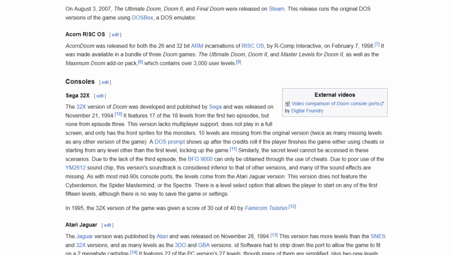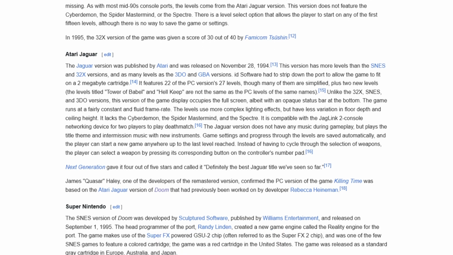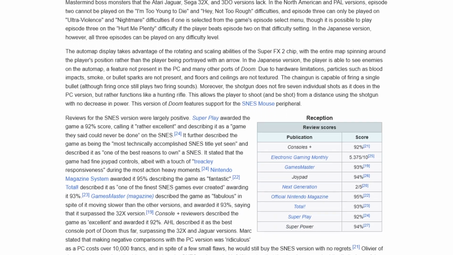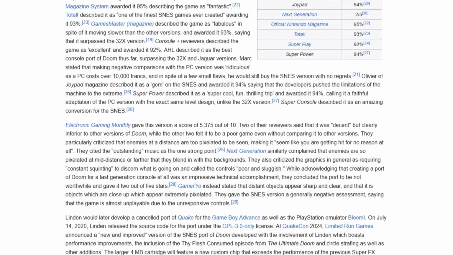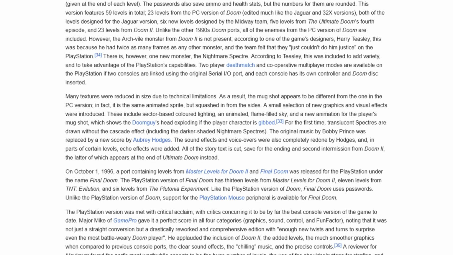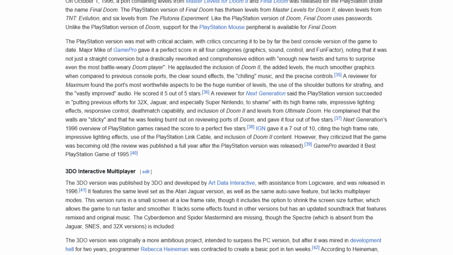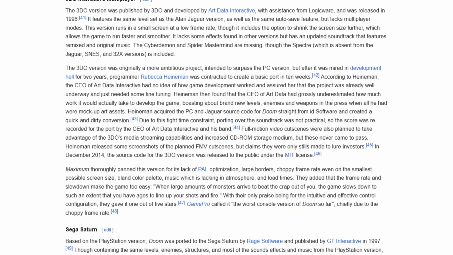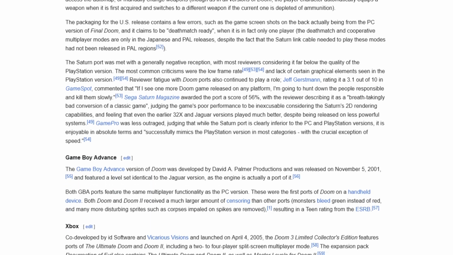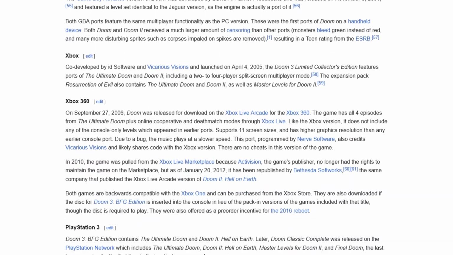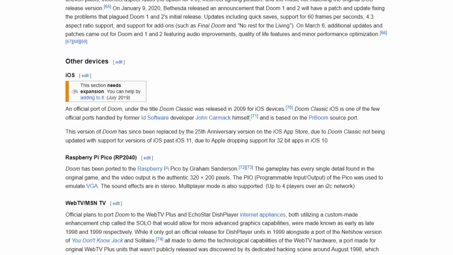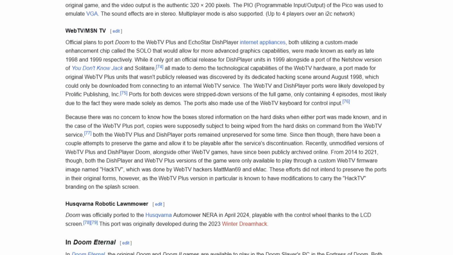On personal computers, you can play on Microsoft Windows, Linux, Acorn, Classic Mac OS, Solaris, IRIX, OS, and NextStep. On consoles, you can play on the Sega 32X, the Atari Jaguar, Super Nintendo, PlayStation, 3DO Interactive Multiplayer, Sega Saturn, Game Boy Advance, Xbox, Xbox 360, and PlayStation 3. And finally, a couple of the most interesting things that Doom was ported to officially is the Husqvarna robotic lawnmower, MSN TV internet appliances, and the Raspberry Pi Pico.